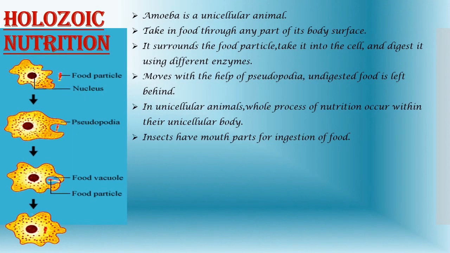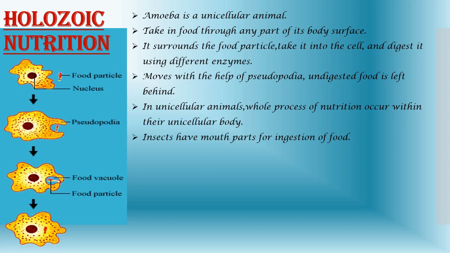Now students, let's learn about Holozoic Nutrition. As we know, amoeba is a unicellular animal, it can take in food through any part of its body surface. It surrounds the food particle, takes it into the cell and digests it using different enzymes. As the amoeba moves further with the help of pseudopodia, the undigested food is left behind.